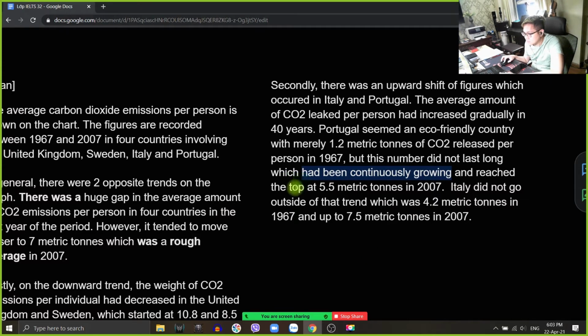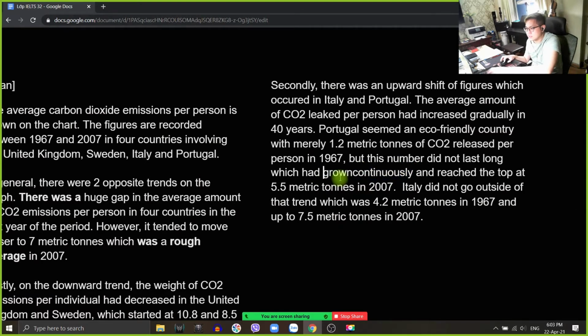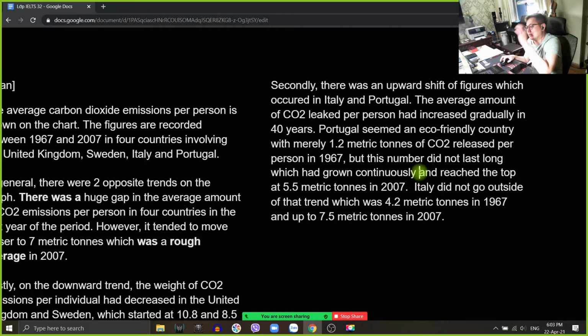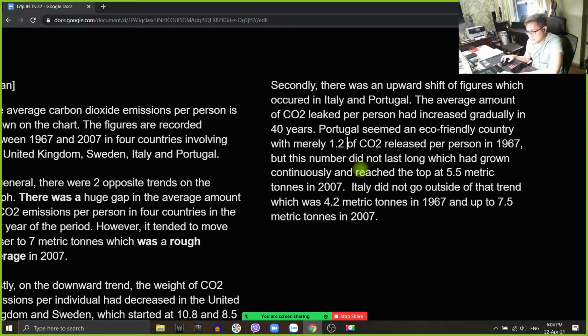Which had grown continuously. Let's just say which had grown continuously. Let's just say which has grown continuously and reached the top at 5.5 metric tons. Yeah. Okay, so this is the same sentence. You do not need to repeat metric tons again. Cùng câu mà đâu cần phải lặp lại đâu. Cái unit của nó đâu, cái đơn vị của nó đâu.